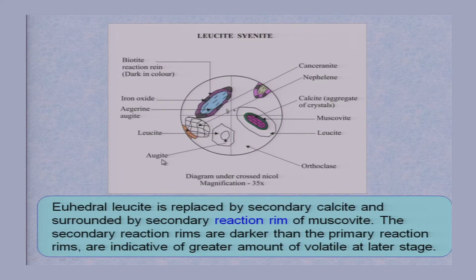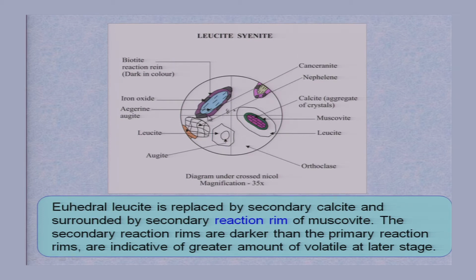I am citing another example of leucite syenite. It is a variety of syenite. Euhedral leucite is replaced by secondary calcite. See here, this is a leucite crystal. Normally leucite is not euhedral, but here it is euhedral, and this leucite crystal is replaced by this very colorful calcite crystal. This colorful calcite crystal shows high order polarization colors and is surrounded by a secondary reaction rim. This is a secondary reaction rim.